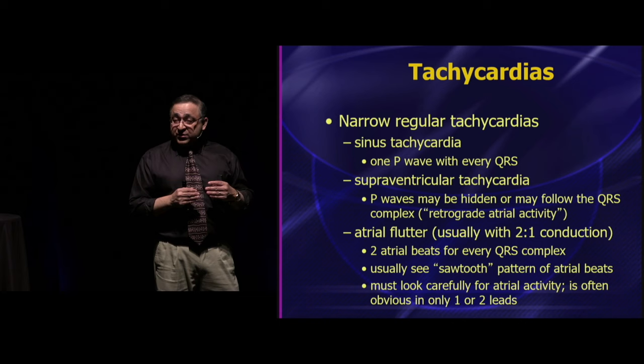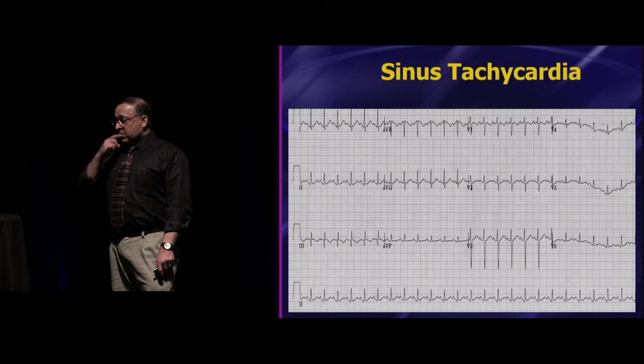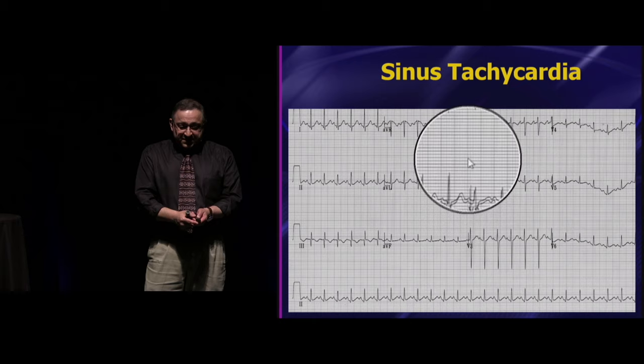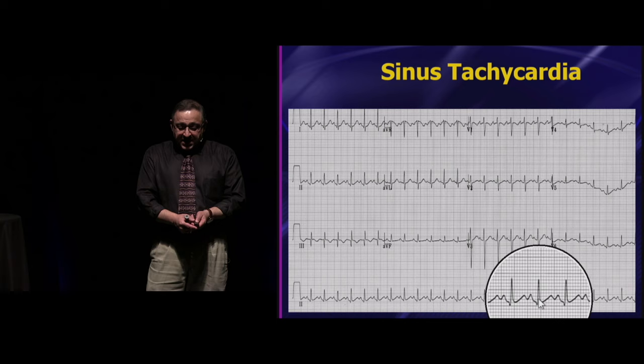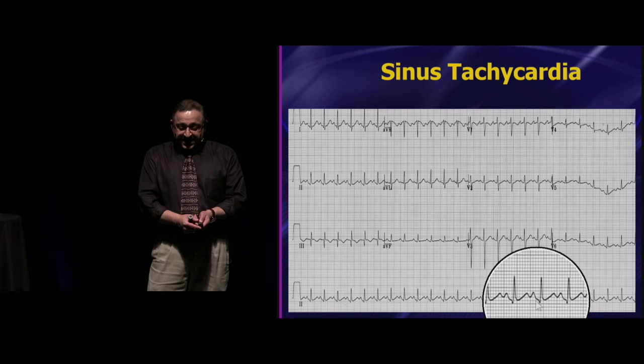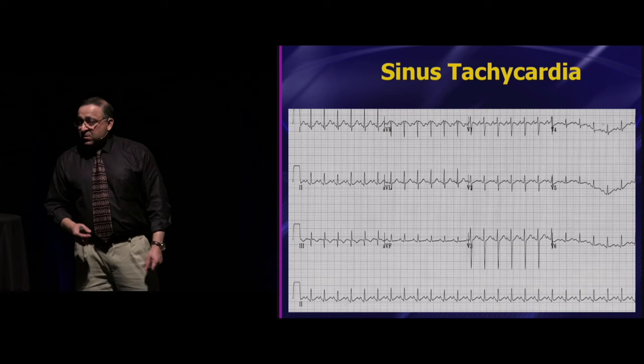So let's look at some examples here. Here's your classic sinus tachycardia, the most common tachycardia that we see. PQRS, PQRS, PQRS. Looking up there in V1, V1's your money lead for looking at P waves, one P wave for every QRS. Down here, as the heart rate gets really fast, you'll notice that the P wave and the preceding T wave start fusing together, and it kind of looks like camel humps. So whenever you see camel hump T waves, worry that you've got a P wave buried in there.